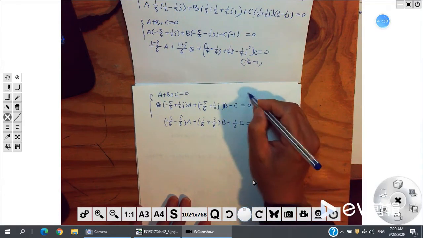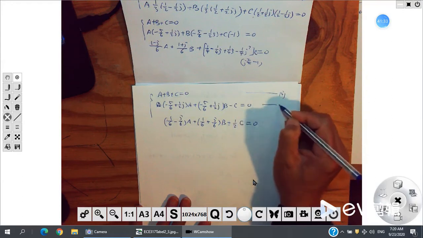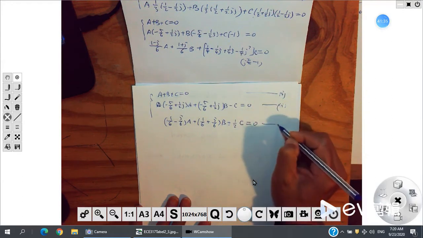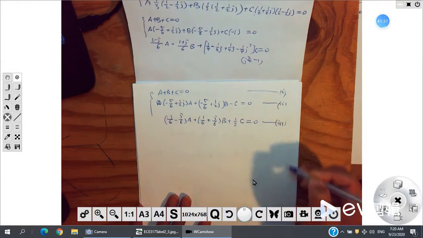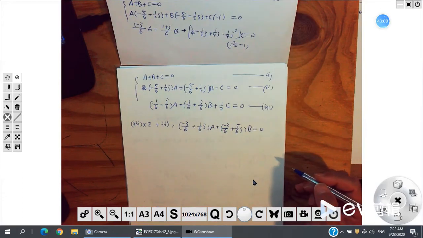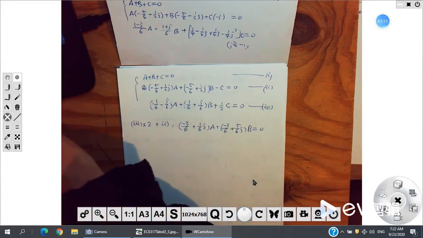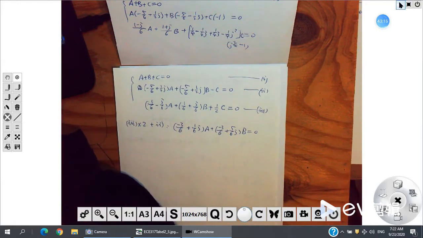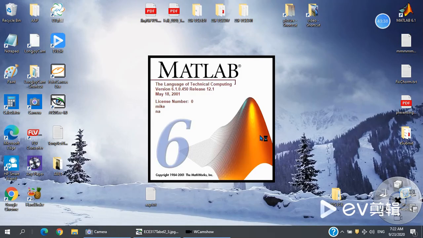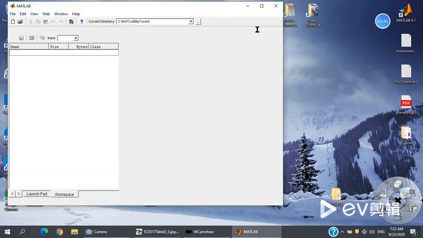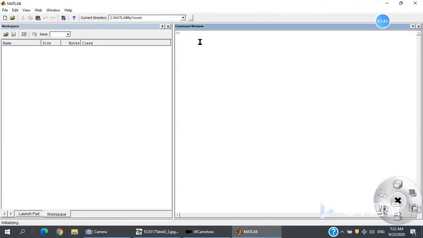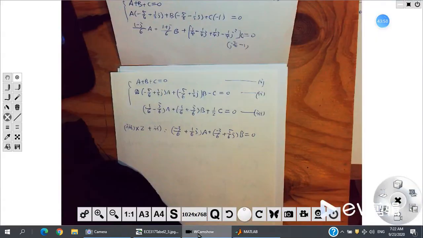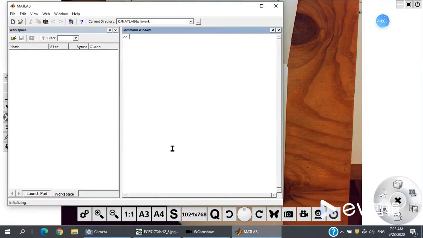This is a 1, 2, 3. Yeah, maybe we need MATLAB. Okay, we can use MATLAB to solve the equation. Three orders and complex numbers. All right. We have 3 unknowns, A, B, C.